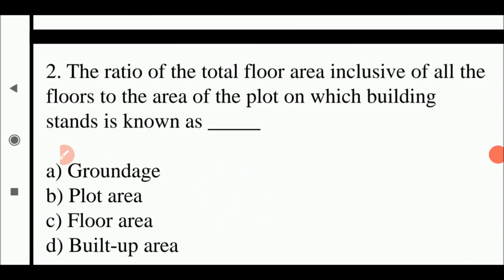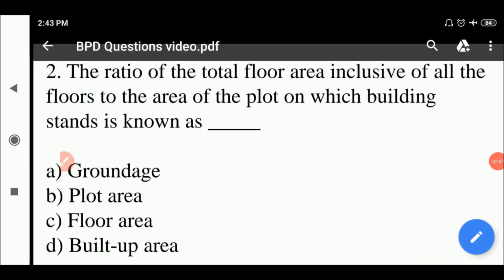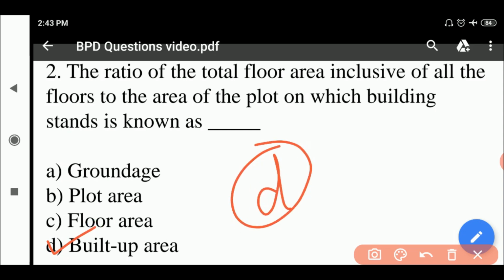Next objective, the ratio of the total floor area inclusive of all the floors to the area of plot on which building stands is known as. Option first is groundage, second plot area, third floor area and fourth one built up area. So the correct answer for this question is built up area, that is option D.